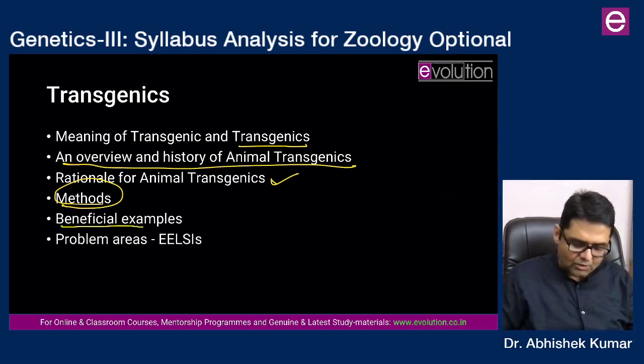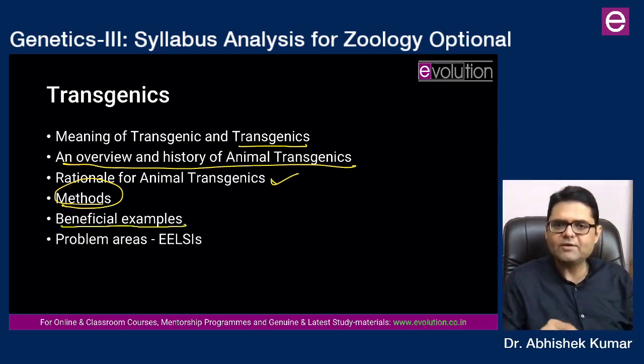After that, what are the beneficial examples? Do we have lambs which give us better quality wool? Do we have fishes which give us greater yield? Do we have farm cattle which are resistant to disease? Do we have pigs which actually carry a foreign gene and they contribute very less to environment pollution?